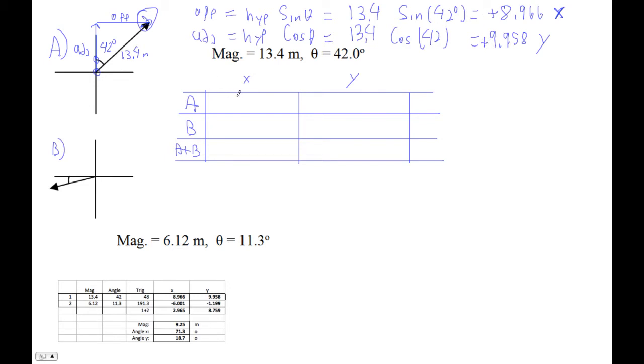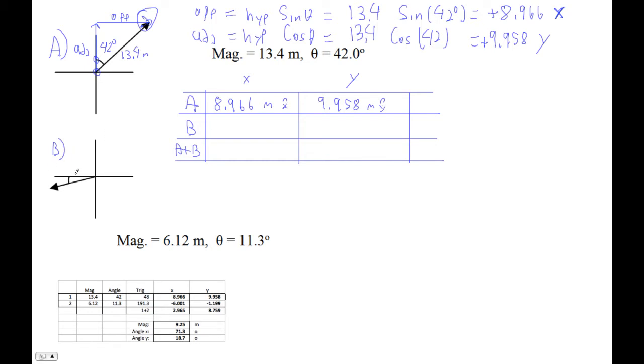So now I'm just going to write these guys in here. A is 8.966 meters in the X direction and 9.958 meters in the Y direction. Okay? So I'm done with that one.